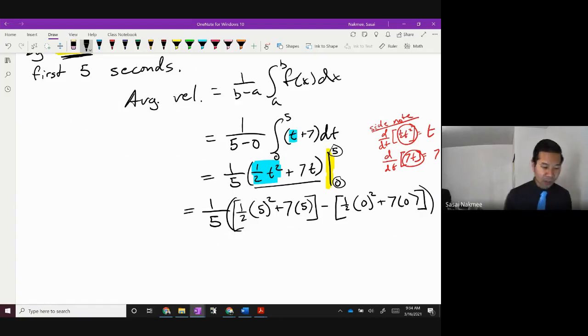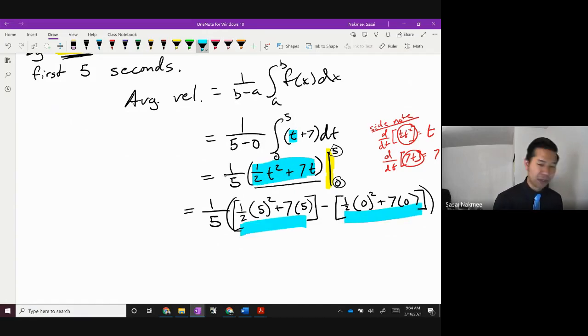See, that's all that line is telling me to do. It's telling me to take this entire function right here, and evaluate it here at 5 and here at 0. And then subtract the two. That, by the way, is called the fundamental theorem of calculus part 2. I didn't actually tell you guys this, but that's what it is when you're doing these integrals.